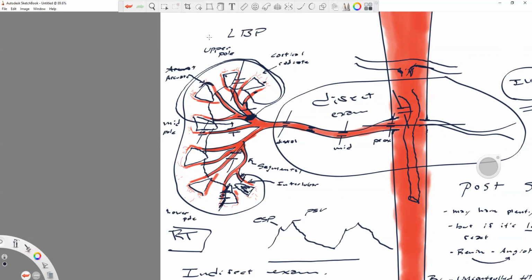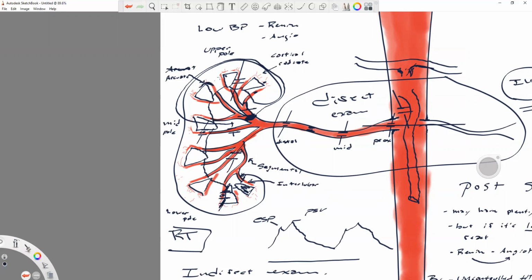This is an upper pole low blood pressure. Low blood pressure in the upper pole. It releases renin that goes to the blood, finds the angiotensinogen, that creates high blood pressure in the entire body. Your kidney down here is seeing high blood pressure.